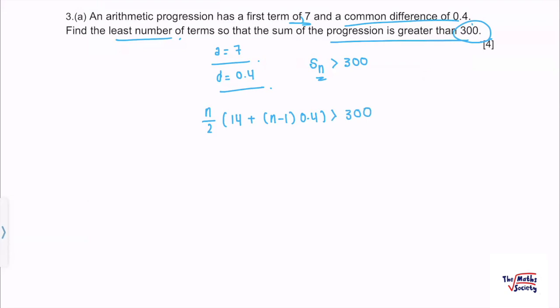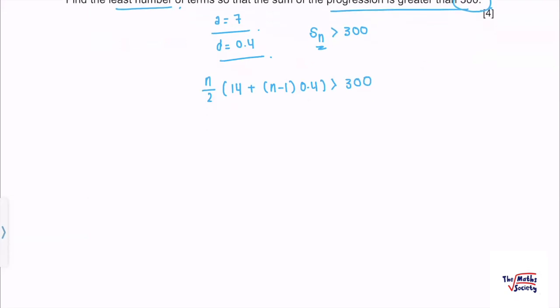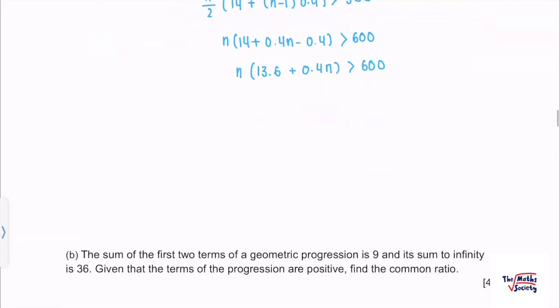And then you just move to the other side where we multiply. So you have n times 14 plus 0.4n minus 0.4, and that's greater than 600. So then n is 13.6 plus 0.4, and that's greater than 600. And then you'll get 13.6n plus 0.4n squared.